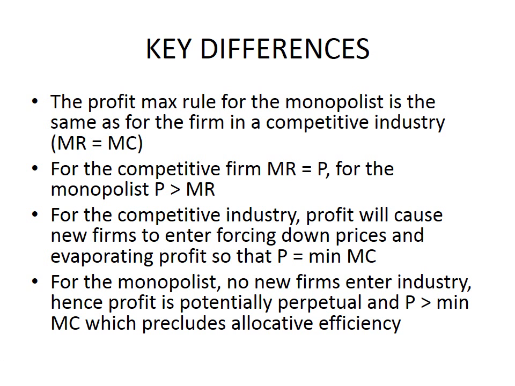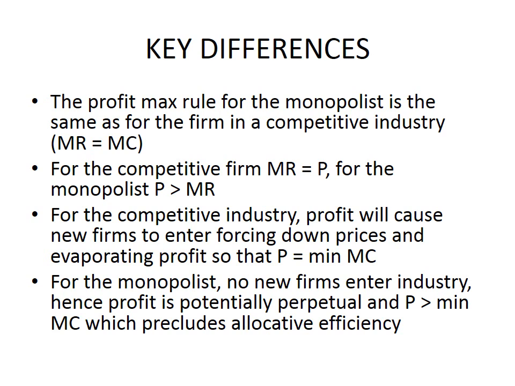Now, the key difference is, just to reiterate and go over once again, the profit max rule for the monopolist is the same as for the firm in a competitive industry. Marginal revenue equals marginal cost. However, for the competitive firm, marginal revenue equals price, which means it equals demand. For the monopolist, price is greater than marginal revenue. Okay? For the competitive industry, profit will cause new firms to enter, forcing down prices and evaporating profit so that price equals minimum marginal cost, which is what we said was a condition of allocative efficiency.